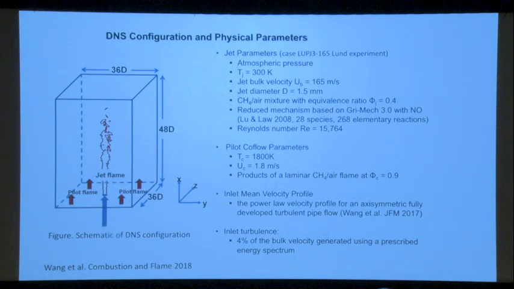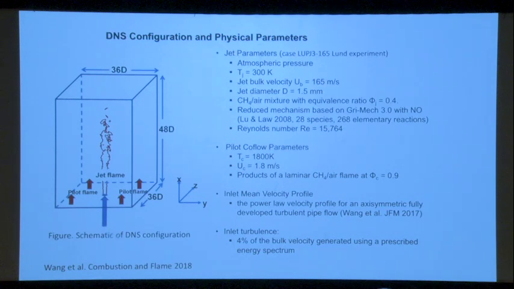This is a configuration diagram of the DNS, which shows the mixture that is injected. It's at 300 Kelvin, has a bulk gas velocity of 165 meters a second. The jet diameter is the same as in the experiment, 1.5 millimeters. And the fuel-air equivalence ratio here was 0.4, so it's extraordinarily lean, close to the lean limit. The reduced mechanism that we used is based on the GRI-Mech 3.0, including the NO chemistry. And we're using a reduced model developed by Liu and Law with 28 species and 268 elementary reactions.